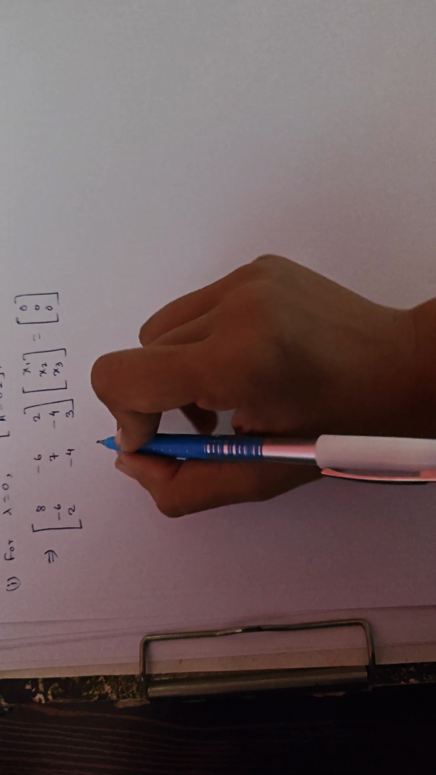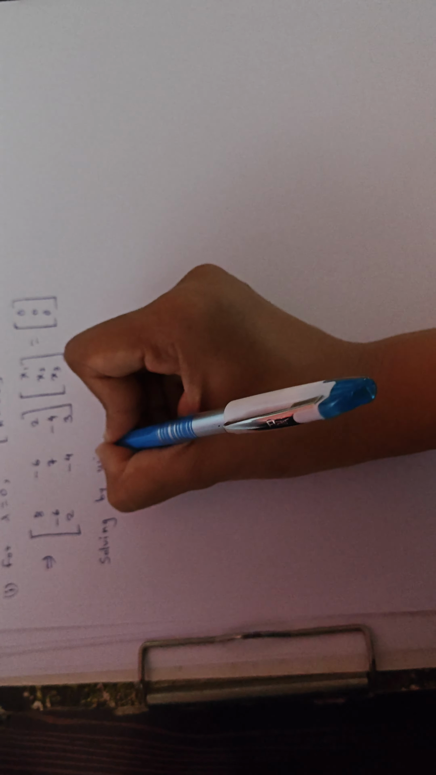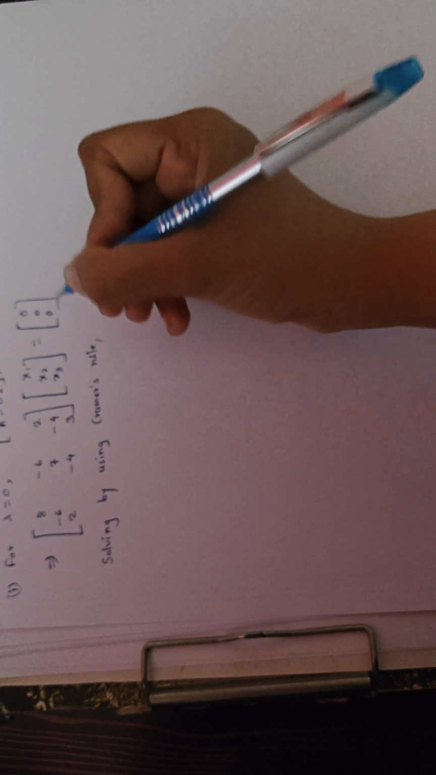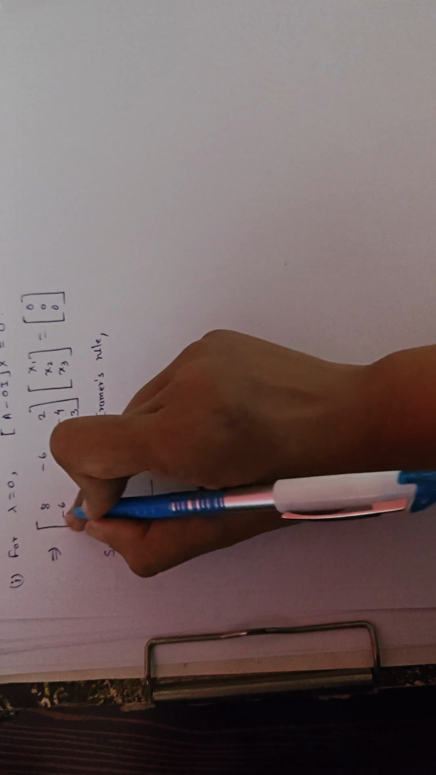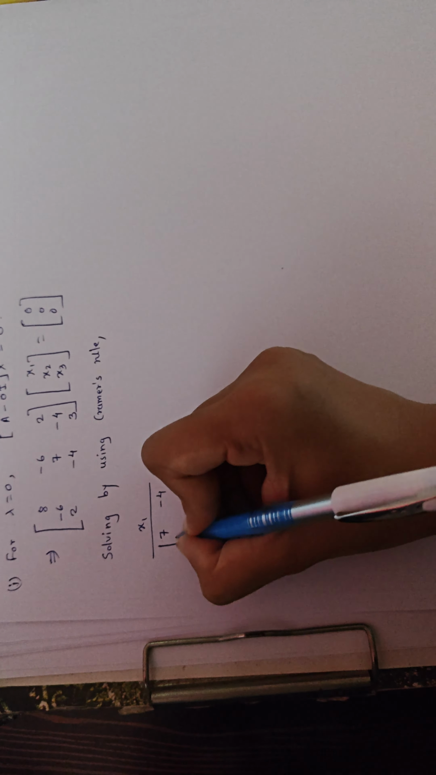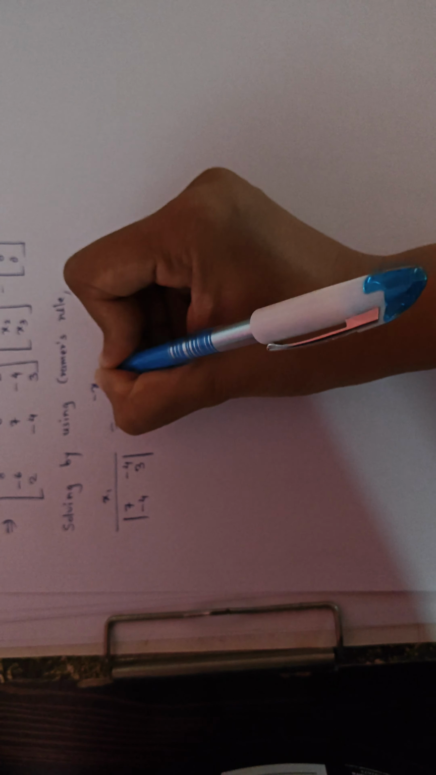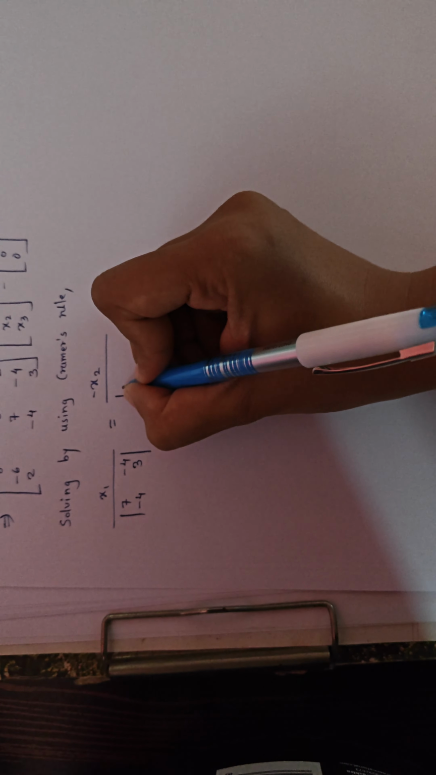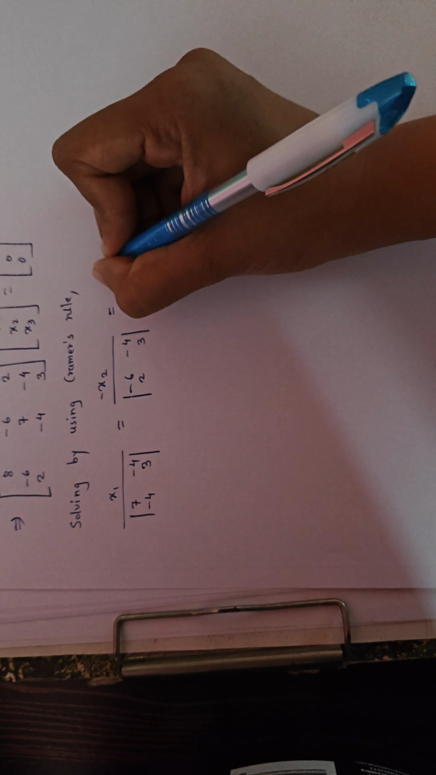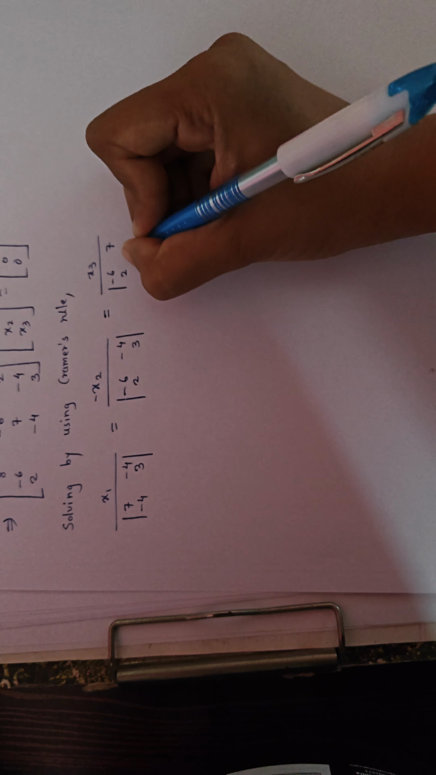Now we can solve this using Cramer's rule. Solving by using Cramer's rule, we get x1 upon, we will eliminate the first row and first column, determinant of [7, minus 4; minus 4, 3], which is equal to minus x2 upon determinant of [minus 6, minus 4; 2, 3], which is equal to x3 upon determinant of [minus 6, 7; 2, minus 4].